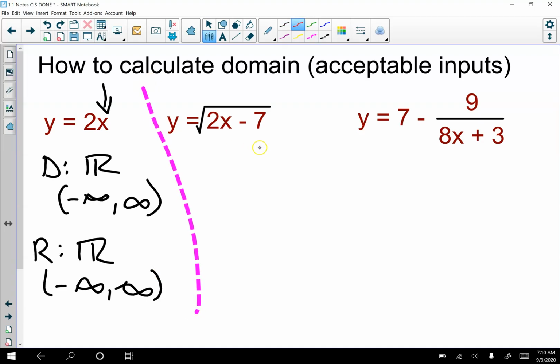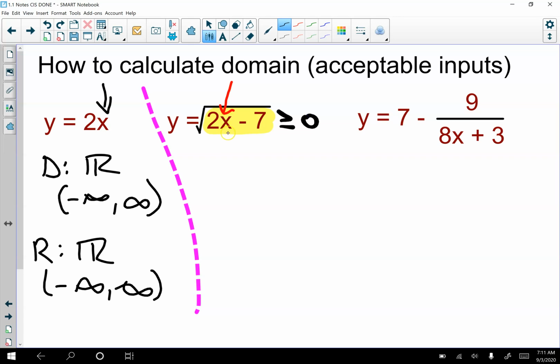Let's take a look at the second one here. Now, if I'm putting an x in here, if you remember a square root, what I'm highlighting here has to be greater than or equal to 0. You can't have a negative under a square root.